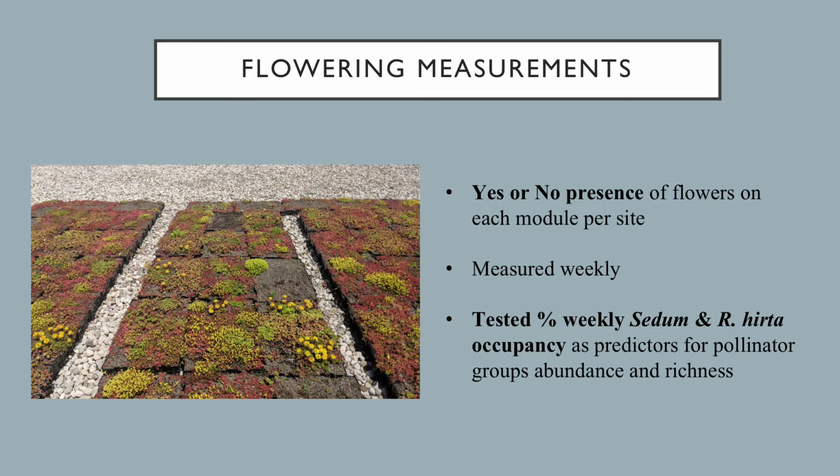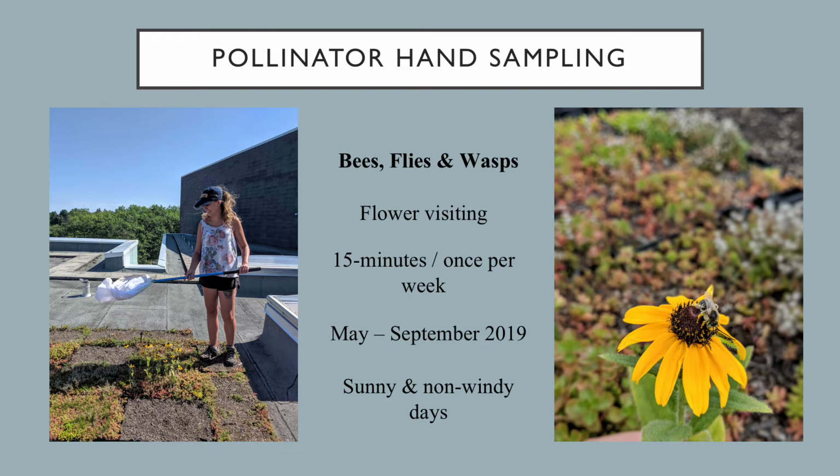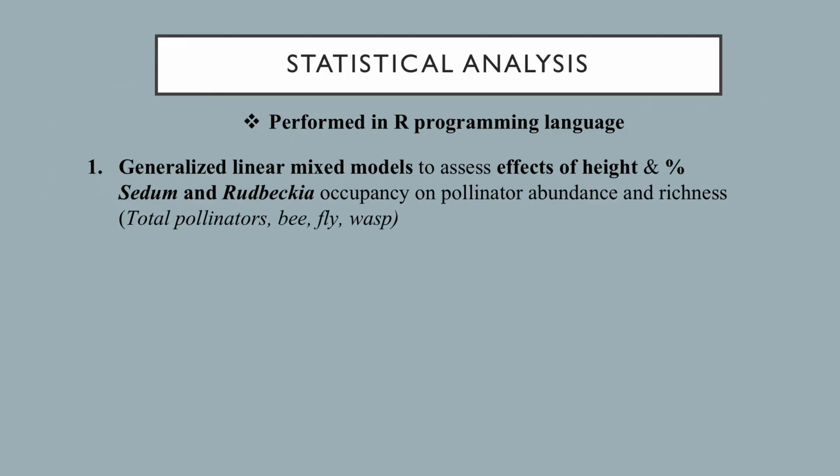I hand sampled any bee, fly, or wasp that visited a flower on our sites during 15-minute surveys per site that was performed once per week between May and September of 2019. These surveys were conducted only on sunny and non-windy days. We performed all of our statistical analyses in R programming language. We first used generalized linear mixed models to assess the effects of building height and the percent occupancy of Sedum and Rudbeckia for pollinator abundance and richness, and this was performed for total pollinator, bee, fly, and wasp groups.